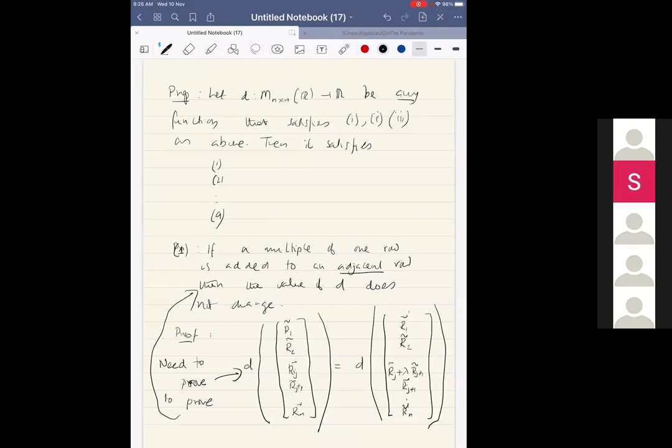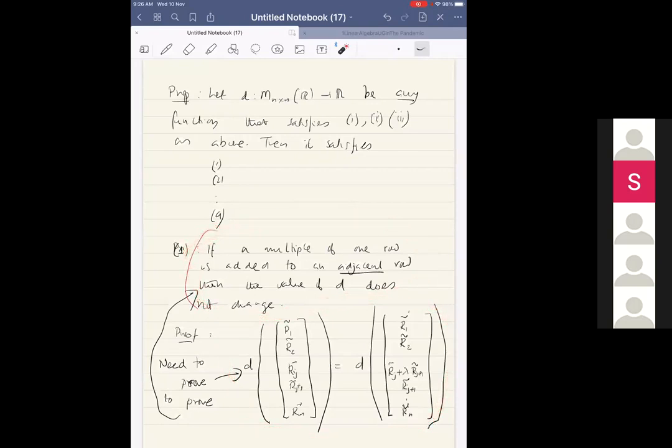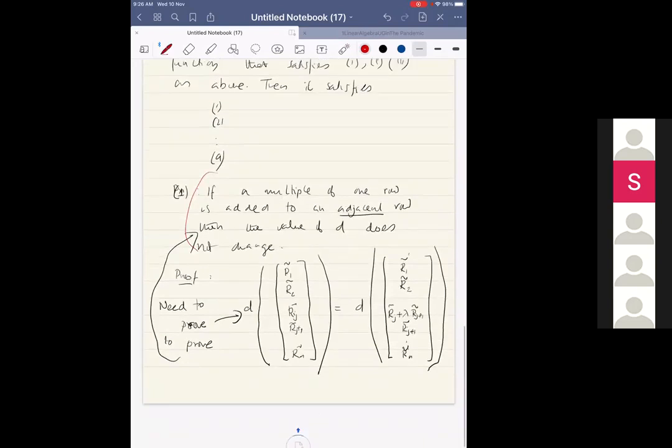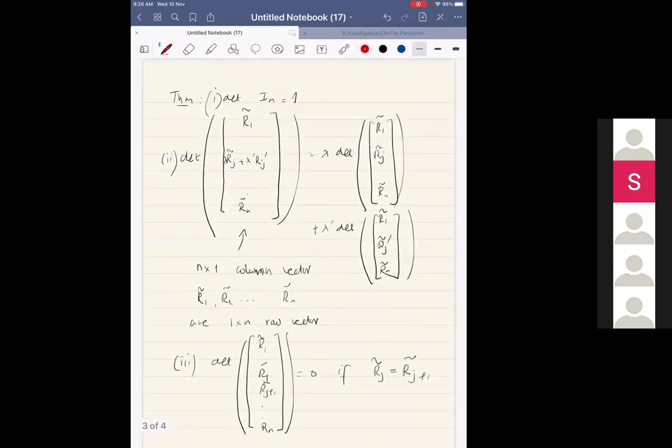So I need to prove the equality of the D at the bottom of the screen to prove the first part of the proposition, which is here. To prove this, I need to prove this. But I can only assume 1, 2, and 3 of the theorem. So let me just say what I can assume.